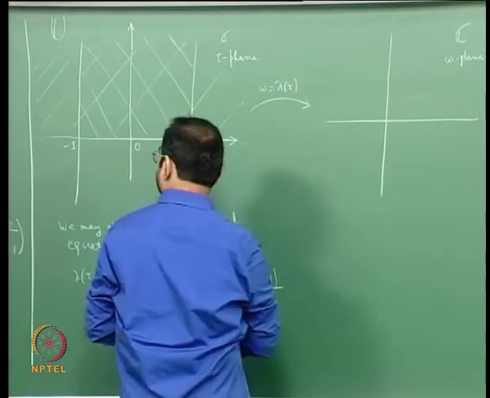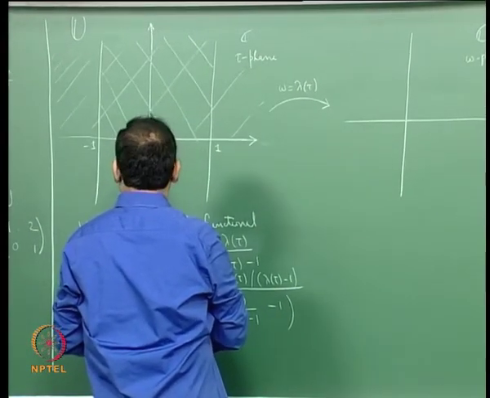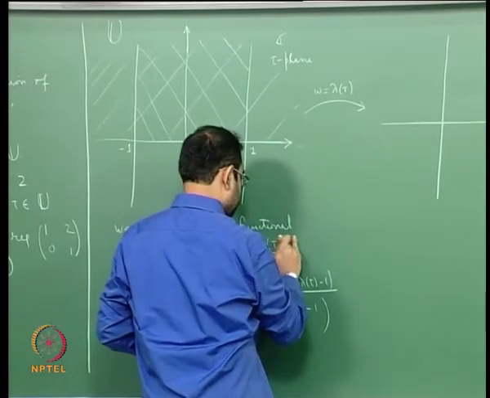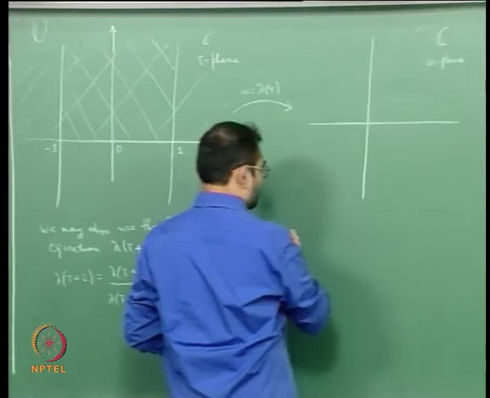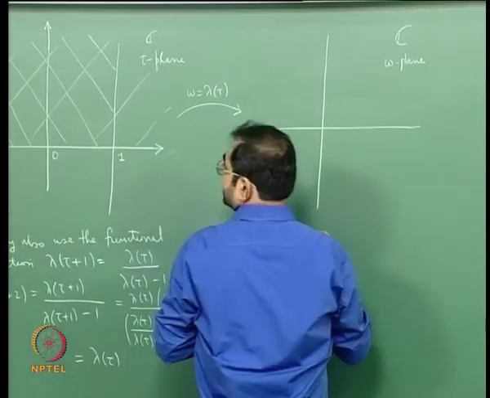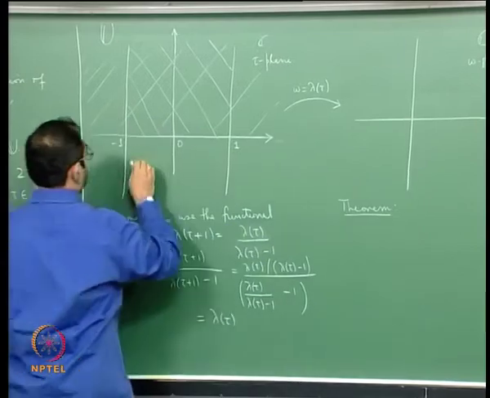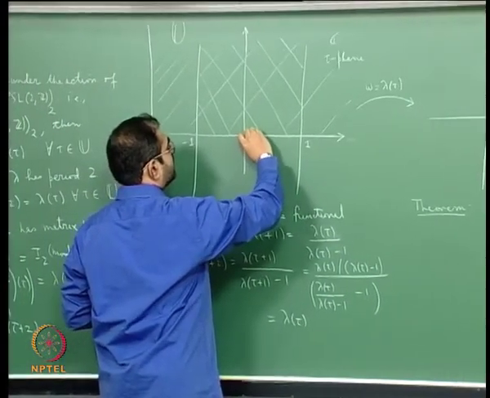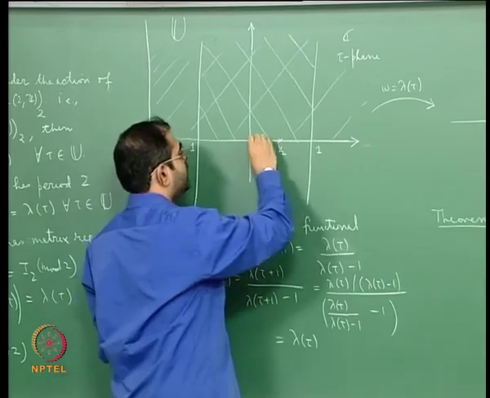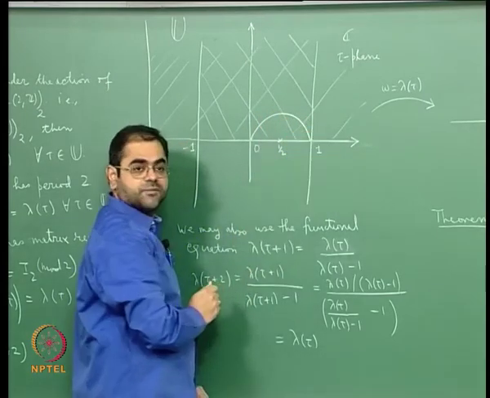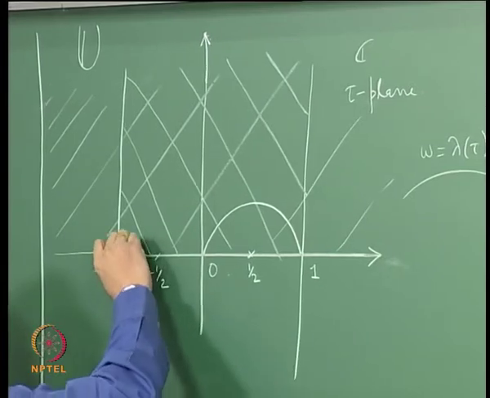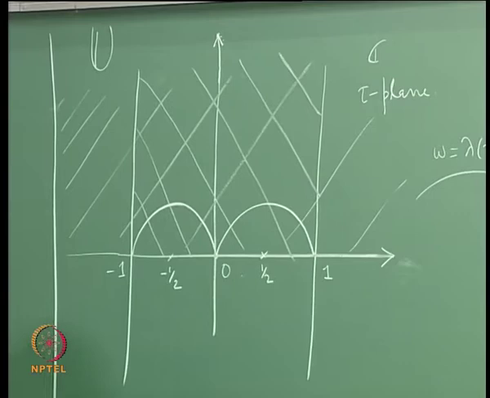Then what is the kind of result we are going to get? Let me state the result that we will get. Let me write the theorem. Let me draw this circle here, which is centered at half and radius half. I get this region, and similarly I can draw a circle centered at minus half, again with radius half, so I will get something like this.